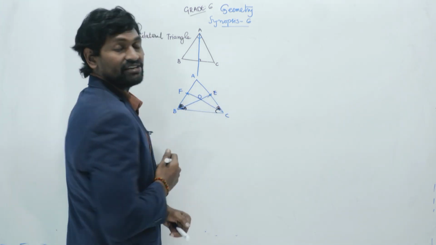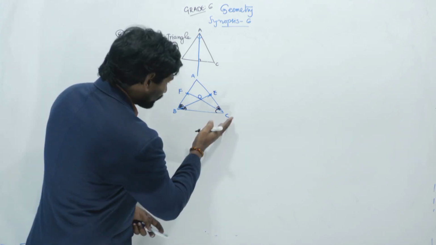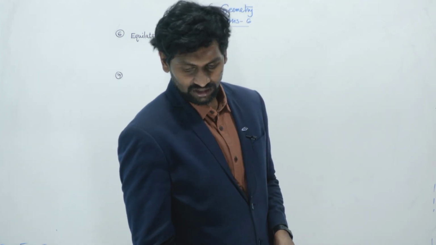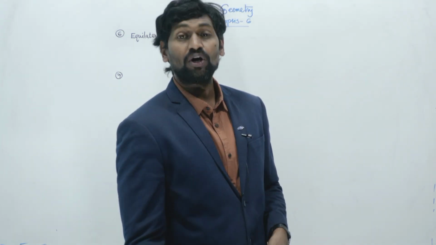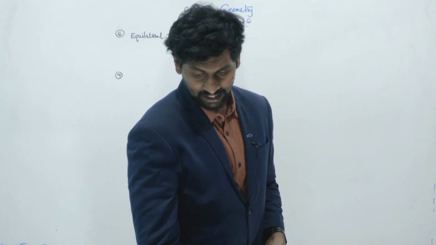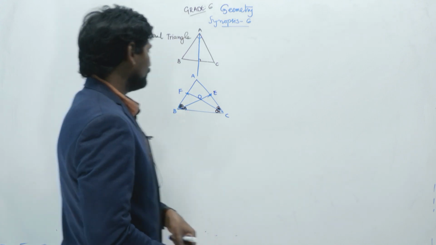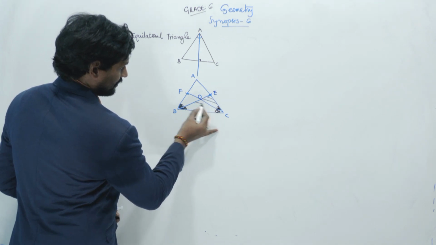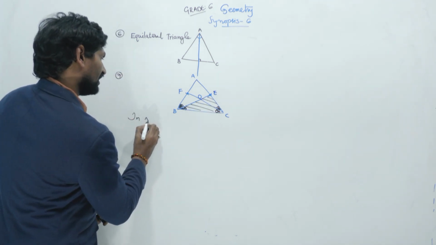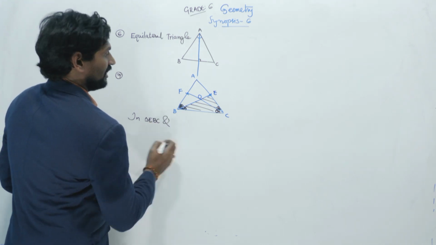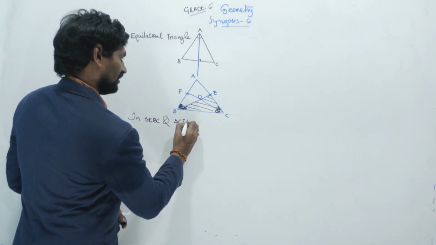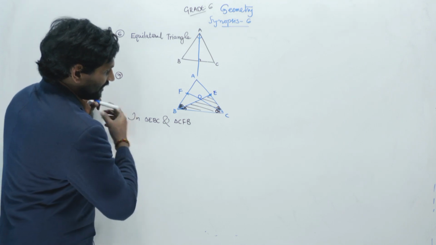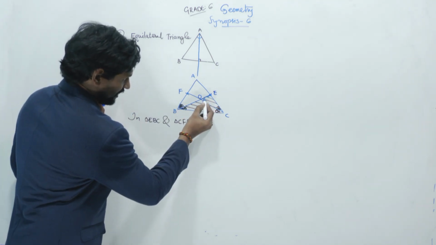That means BE divides angle B into two equal parts, and CF divides angle C into two equal parts. Now we need to prove which of the following are congruent. Just observe the options: EBC and CFB. Let us take the same triangles. EBC, this triangle. So in triangle EBC and CFB.